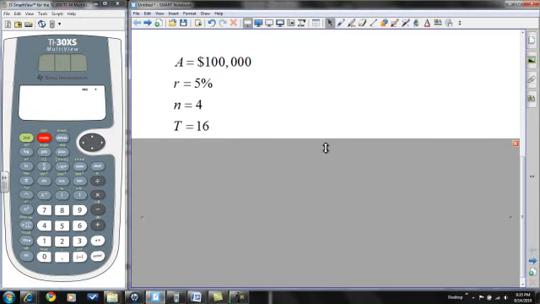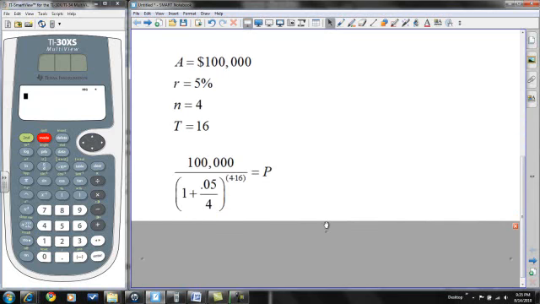Now I have to put that into my formula. I have 100,000 divided by parenthesis 1 plus 0.05, because we're going to take the interest rate and write it as a decimal, divided by 4, and raise that to the 4 times 16 power, and that's going to give us P. So I'm going to put that in the calculator.